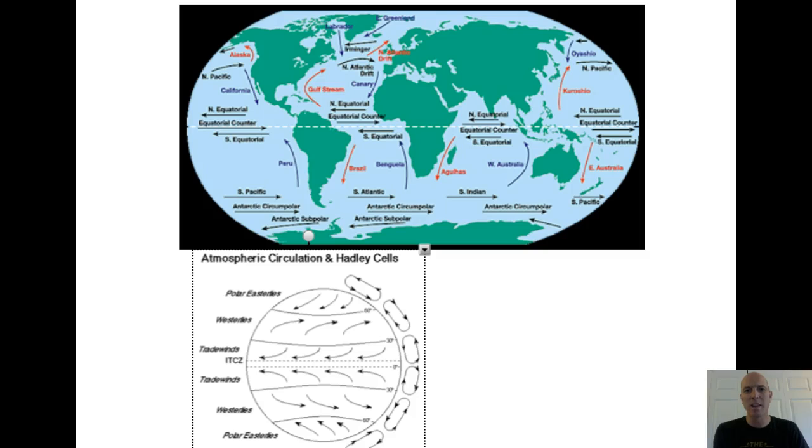I wanted to make one last point about air circulation before we get into the ocean. If you look at where we would be here as the United States or California, we'd be right here where the westerlies are coming in. So our air is coming from the west and going east, and that means our air is coming from Asia.